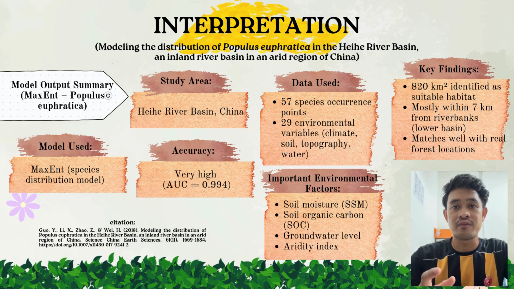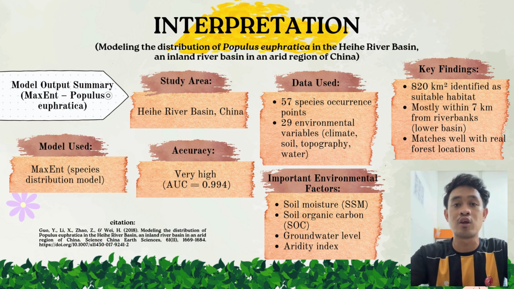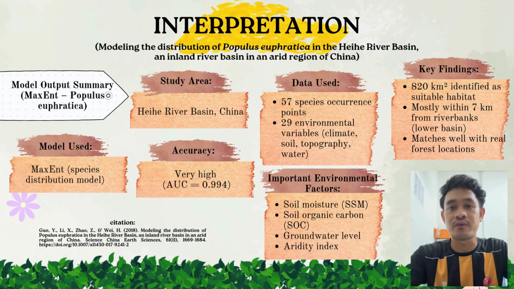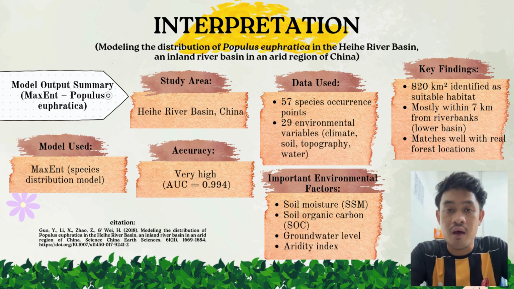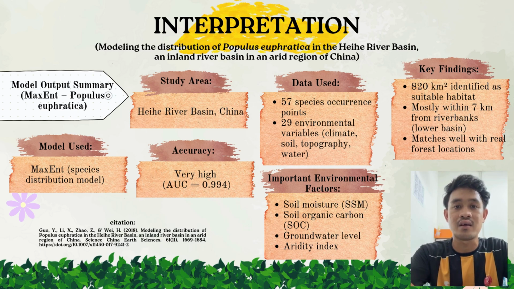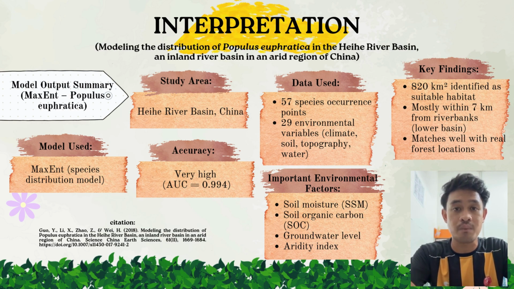0.994 and identifies 820 square kilometers of suitable habitat, mostly located within 7 kilometers of the riverbank in the lower basin. Key environmental factors influencing the species distribution were soil moisture, soil organic carbon, groundwater level, and aridity index. The model results closely match actual forest locations, proving that machine learning is highly effective for modeling species distribution in dry regions and can support conservation and habitat management efforts.